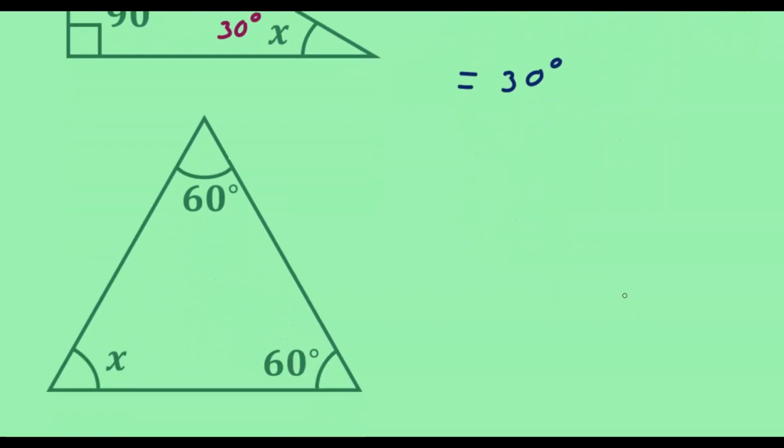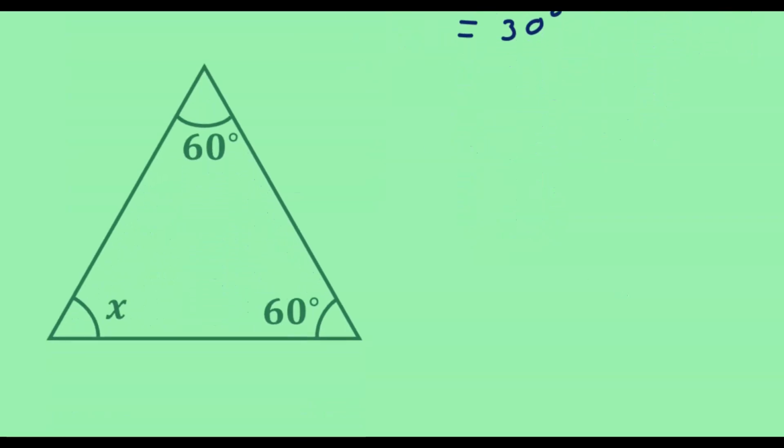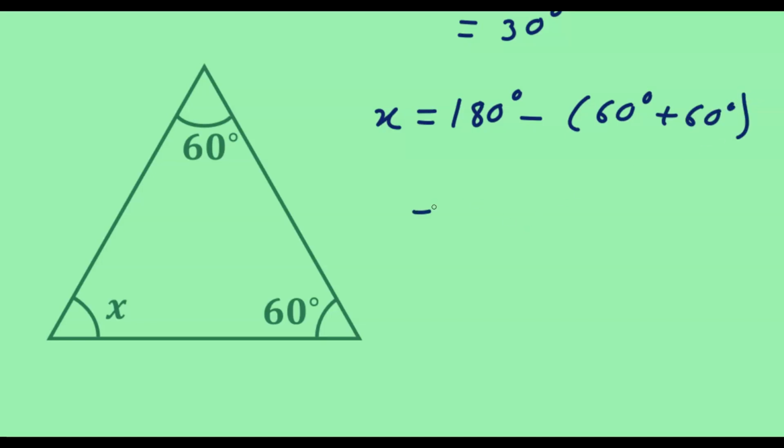Let us move on to the next problem. Now in this triangle, we need to determine the missing angle x, where the other two angles are 60 degrees and 60 degrees. So let us determine the value of x by subtracting from 180 degrees the sum of the other two angles. So we have 180 degrees minus (60 degrees plus 60 degrees). So that's 180 degrees minus the sum, 60 degrees plus 60 degrees is 120 degrees. And 180 degrees minus 120 degrees is 60 degrees. And so this is the value of the missing angle. The measure of the missing angle is 60 degrees.